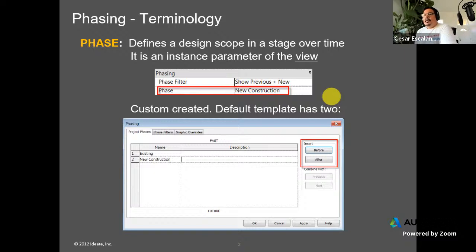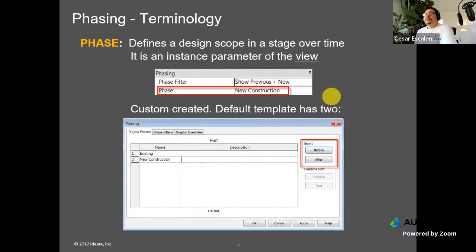Out of the box, Revit comes with two phases: existing and new construction. And you can add additional phases if your project needs to, or you can delete them. But I work with projects, especially airports, that can have up to 7, 8 different phases. It can get very complex. And so phasing is a project parameter, but it's applied in the project as part of the views.